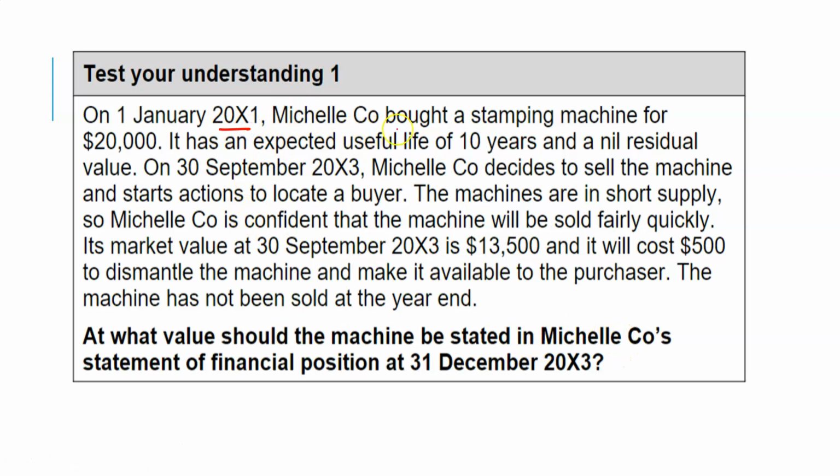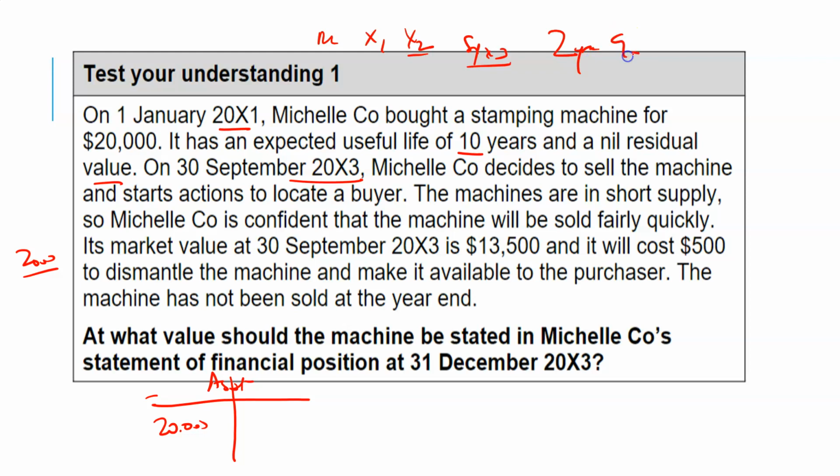On January the 1st, Michelle bought a stamping machine for 20,000. I'm just going to write asset here, 20,000. Expected useful life of 10 years. So therefore, we're looking at a 2,000 charge to depreciation every single year. Nil residual value. On the 30th of September X3, so that's December X1, December X2, September X3, we've done 2 years and 9 months of trade with this machine. Michelle decides to sell the machine and starts actions to locate a buyer.